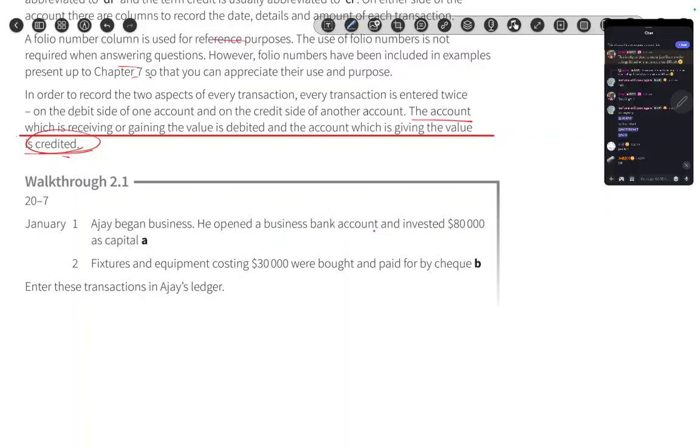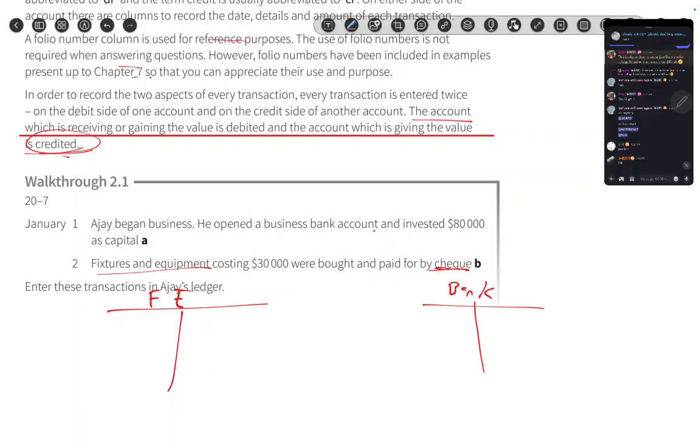Fixtures and equipment costing 30,000. Fixtures and equipment is an asset. You have a different account for each asset. So you're going to have a fixtures and equipment account, costing 30,000, were bought and paid for by check. When you see check, it means paid for by bank, right? So you have your bank account as well.